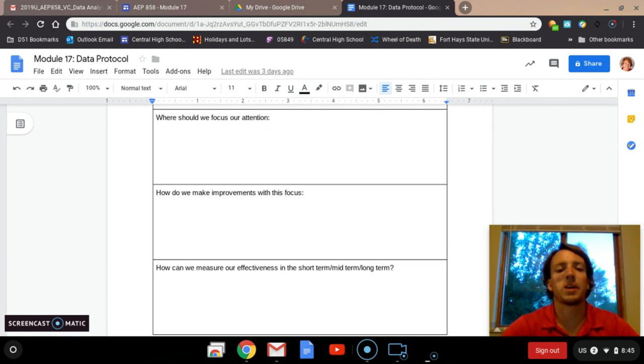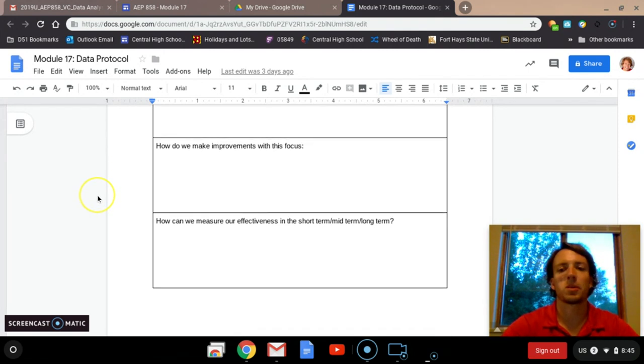And then finally, a major part of what I've learned throughout this course is that once we collect data and we start making changes, we need to make sure we're collecting more data. We need to know how we're going to measure our effectiveness in the short term, the midterm, the long term, and then we can use that data to go through this protocol again with the new data, and determine if the changes we've made have been helping or if they're not helping and what we can change to make it even better.